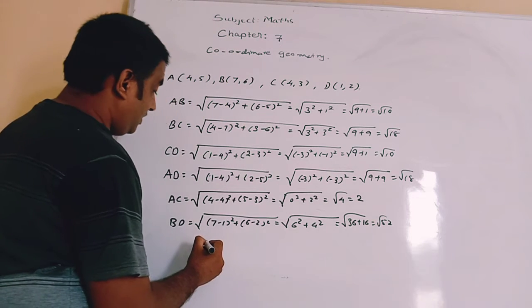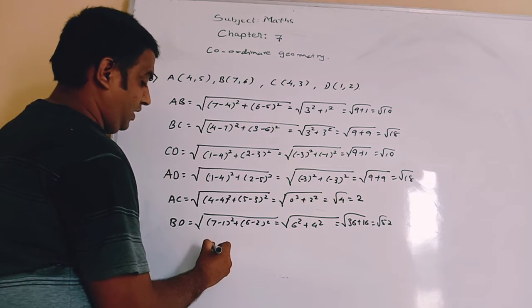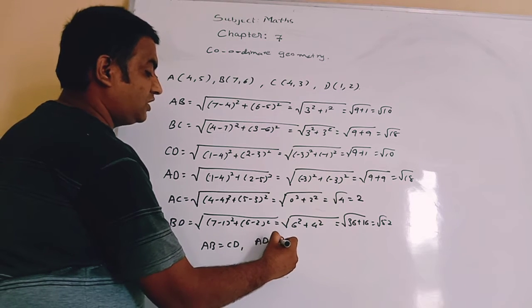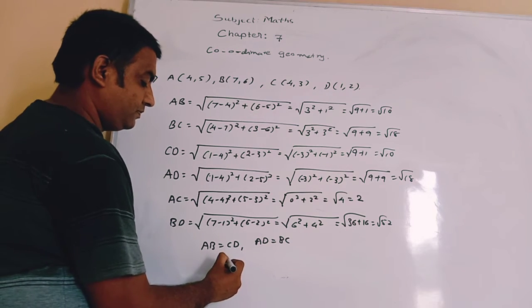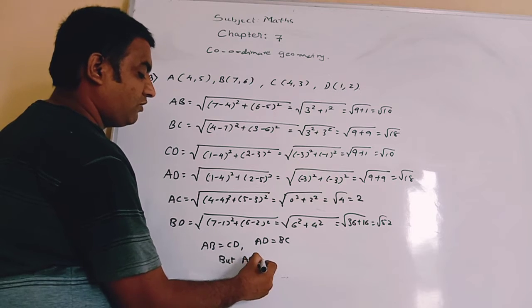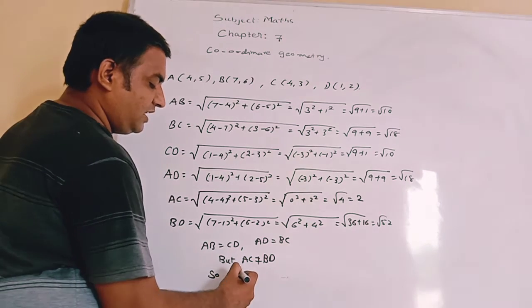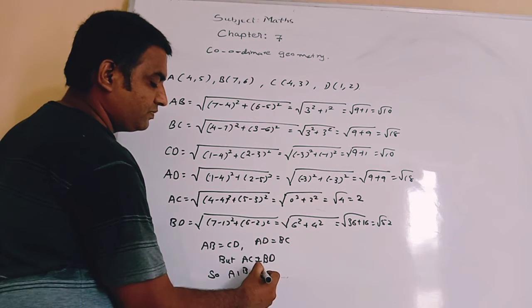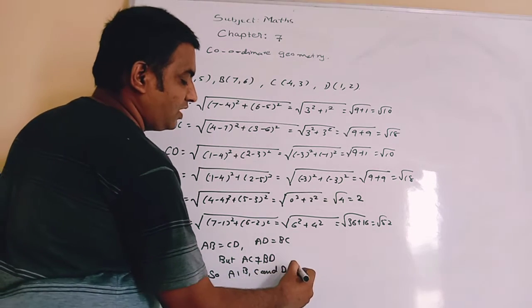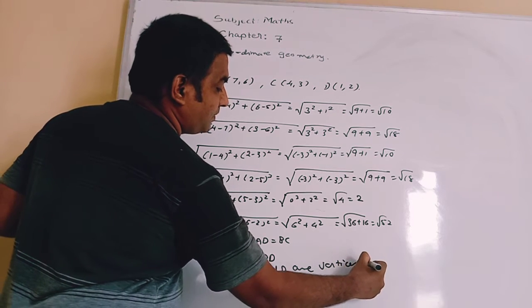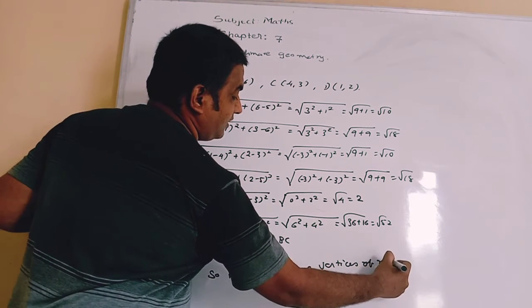So here AB equals to CD, AD equals to BC. Opposite sides are equal, but AC not equals to BD. Diagonals are not equal. So ABCD are vertices of a parallelogram.